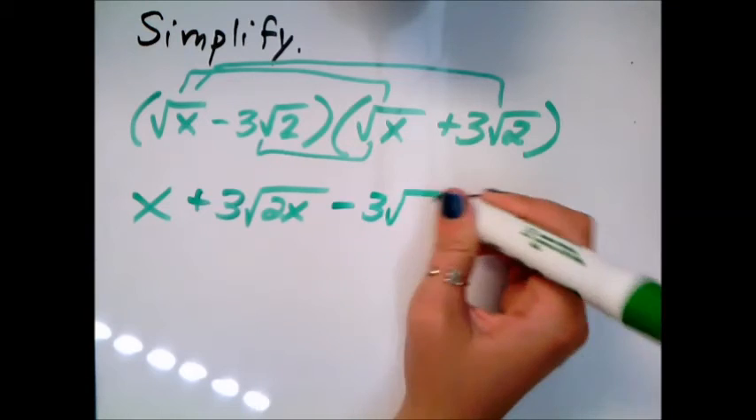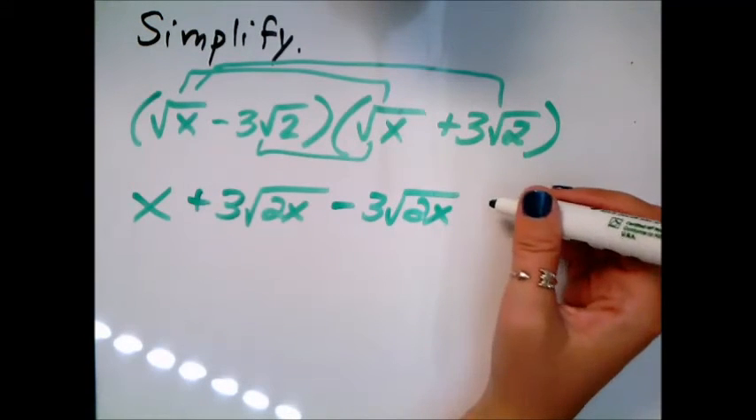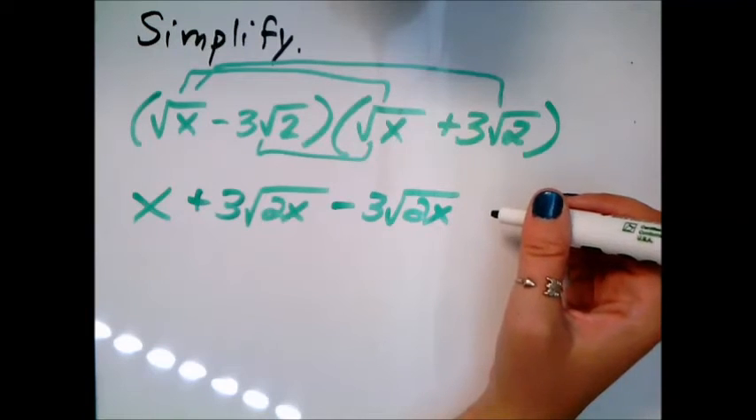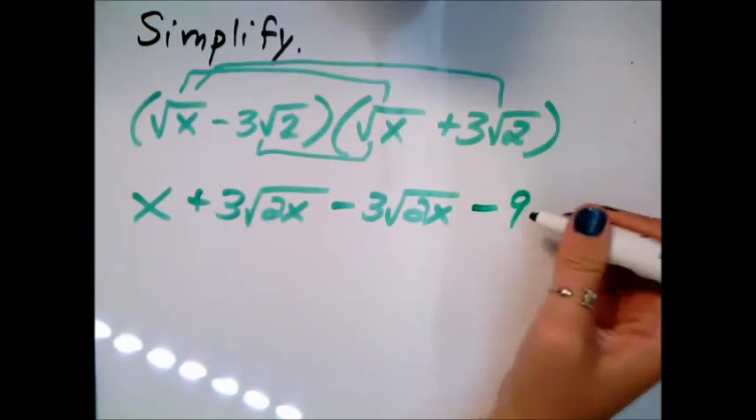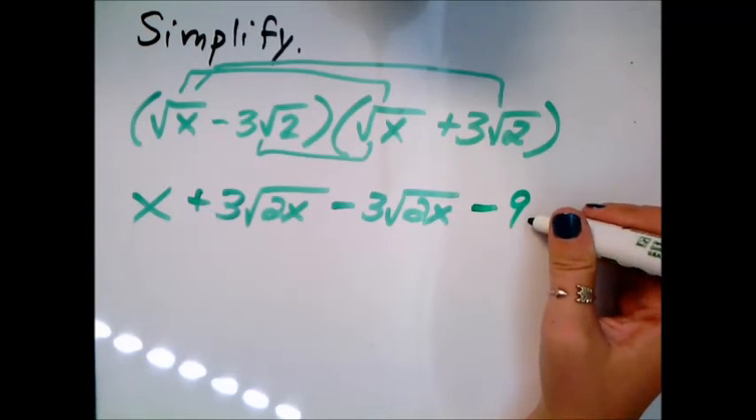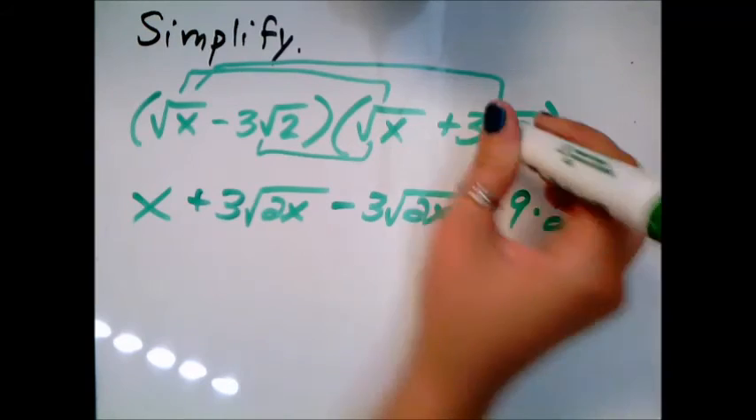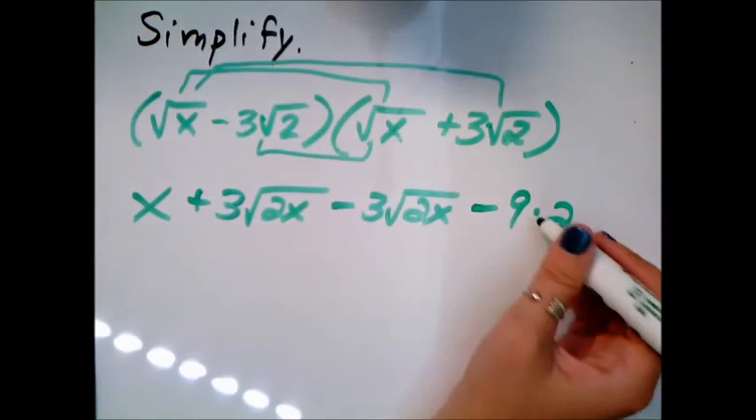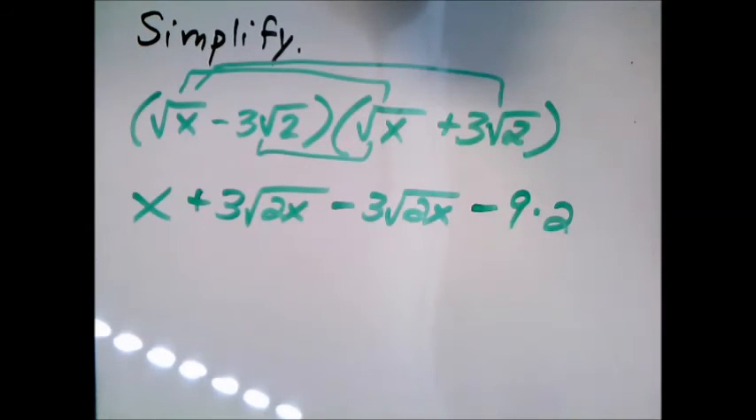The 3 is out front, and 2x is under the square root. And then last one, and be careful about all the parts to this. This is positive times a negative, so 3 times 3 is negative 9, my front number. And square root of 2 times square root of 2 is square root of 4, which is 2. Now see how this was multiplied by this? When you come down here, this is like 9 times square root of 4, or 9 times 2.